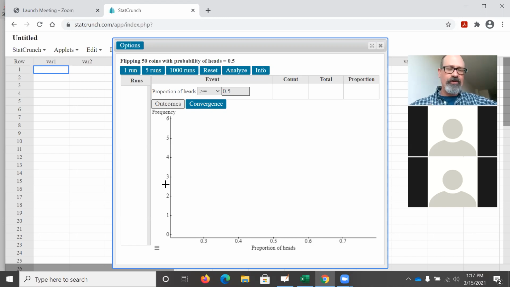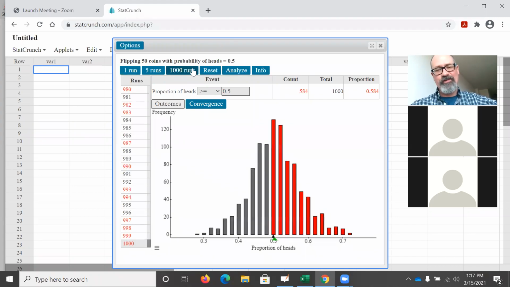So what I'm going to do is, instead of ramping this up one at a time, Statcrunch is useful because it allows me to run, say, 1,000 at a time. So I have 1,000 runs of the same experiment. And what I'm going to see, I hope, is kind of interesting. I see a picture that looks like this. Let's not worry about the red versus the gray. What I'm hoping people see is that the universe of possibilities for the proportion looks vaguely symmetric. It looks almost like a normal distribution.